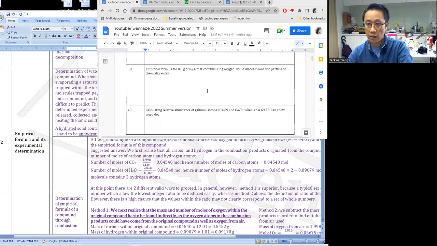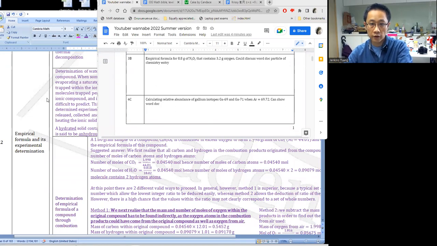Question 3 is an empirical formula question asking you for the empirical formula of a nitrogen oxide, 8.8 grams of which contain 3.2 grams of oxygen. Fairly straightforward question. So there's 3.2 grams of oxygen, and in this context, the word oxygen refers to oxygen atoms within the formula.